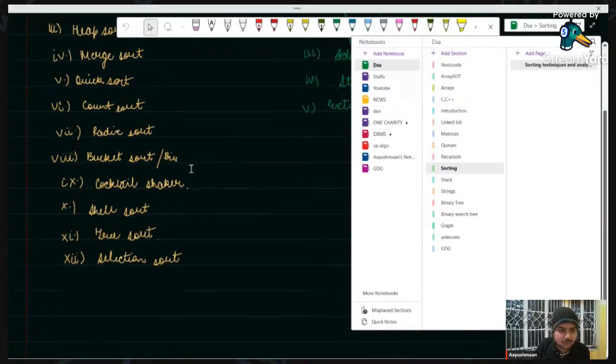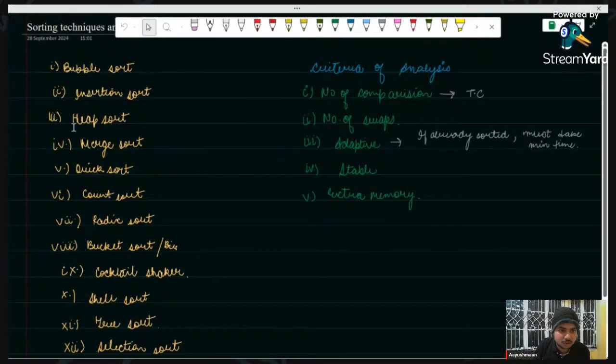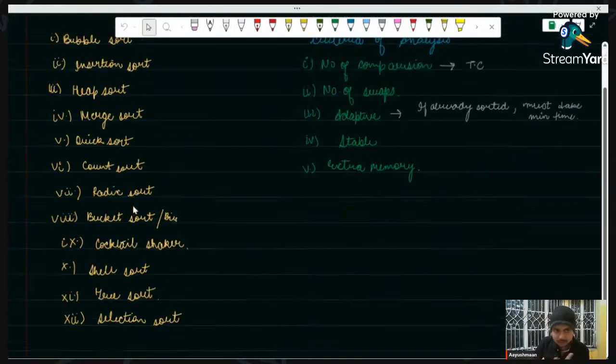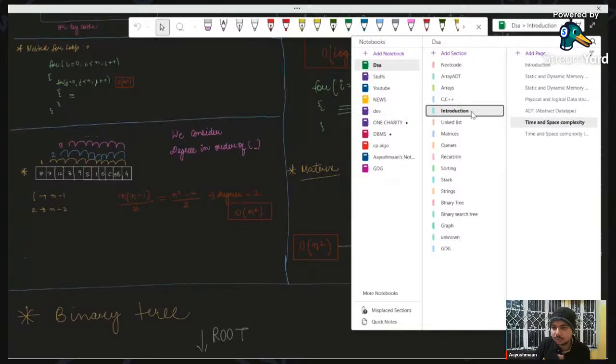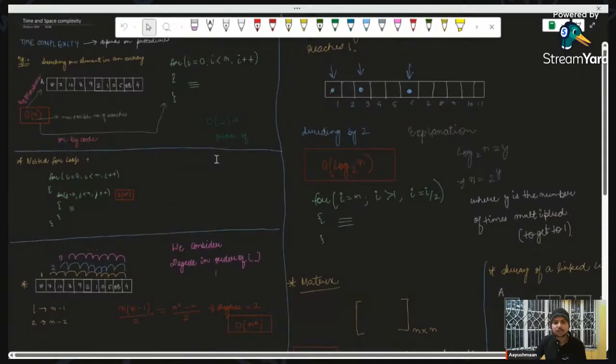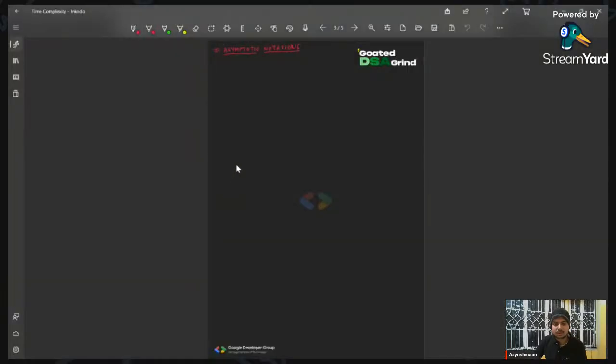Fine, I guess we'll have insertion sort also. See, there are lots of ways to sort. Here we have bubble sort, insertion sort, heap sort. We don't have to look at all of these stuffs, so don't be afraid right now. We'll be looking at them from time to time. So let's get into the asymptotic notations here.